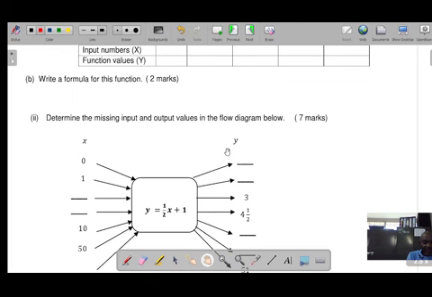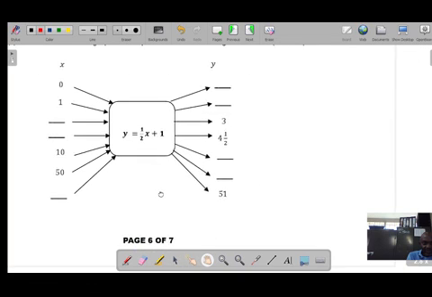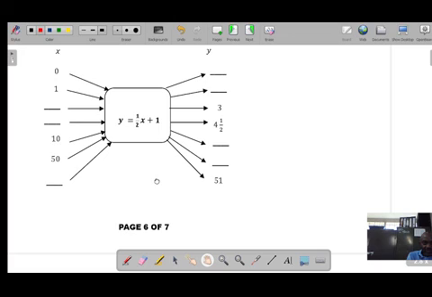Alright. Question Roman 2, the last question here. Determine the missing input and output values in the flow diagram below. 7 marks. They say y equals half x plus 1. So this is my rule here, the rule which I have to get my values. The rule uses the x value to give me the y values. So what does the first one say? I'm using y equals half x plus 1.